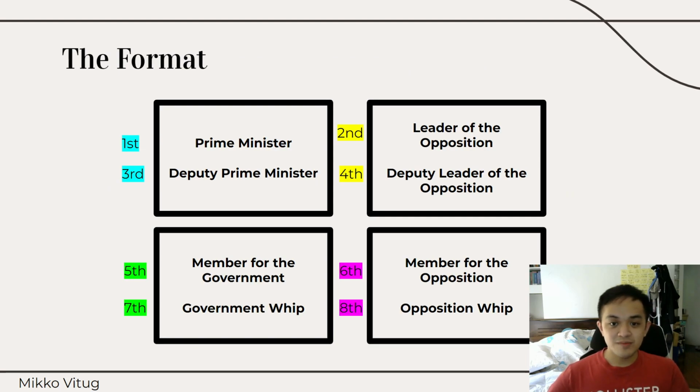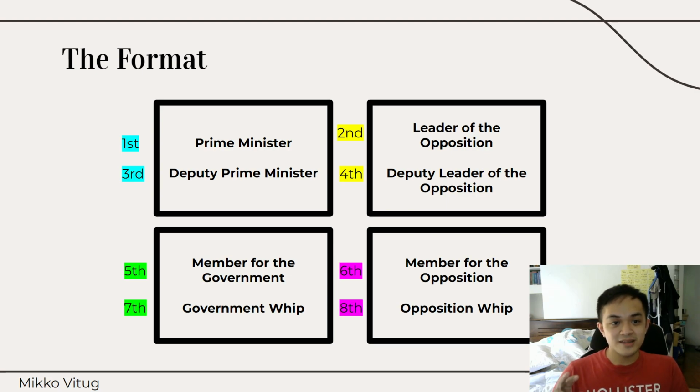So now that we've talked about the teams, let's talk about the speakers. So like I've mentioned, there are 4 teams and 2 speakers each. In opening government, you have the Prime Minister and the Deputy Prime Minister. In opening opposition, you have the Leader of the Opposition and the Deputy Leader of the Opposition. In closing government, you have the member for the government and the government whip. And in closing opposition, you have the member for the opposition and the opposition whip.